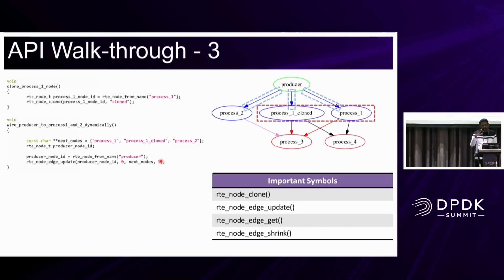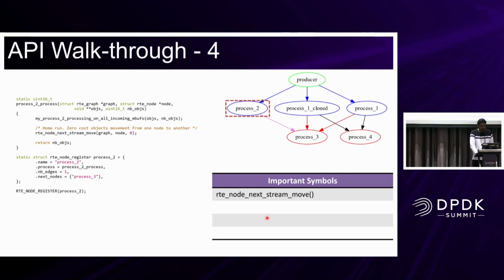Edges will be updated and new downstream nodes can be connected. So yeah, there are counter APIs, like getting what edges are already available, shrinking the edges, and updating the edges. There are APIs that start with node underscore edge that will manipulate the edges. So that's pretty much it on this.